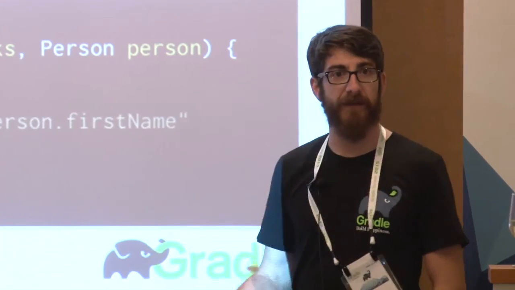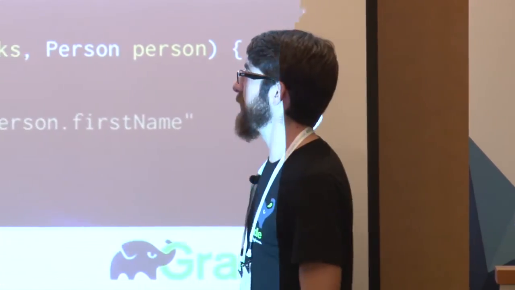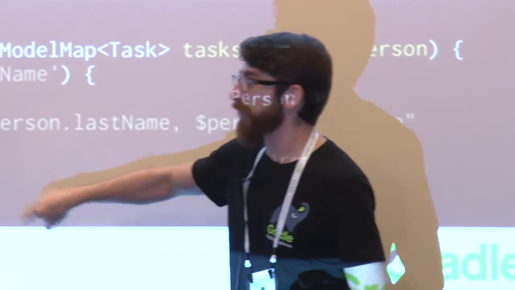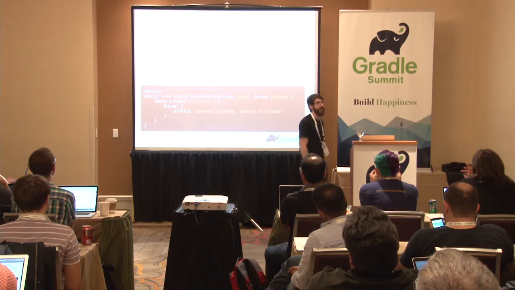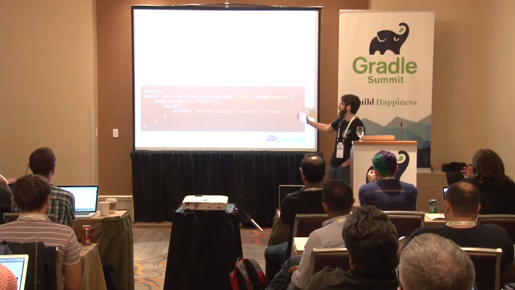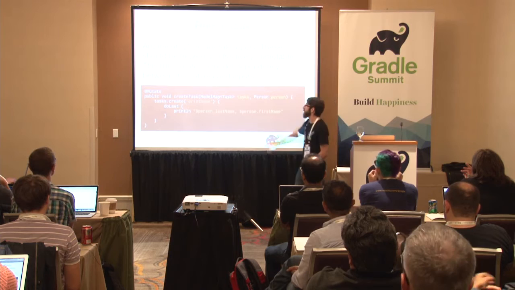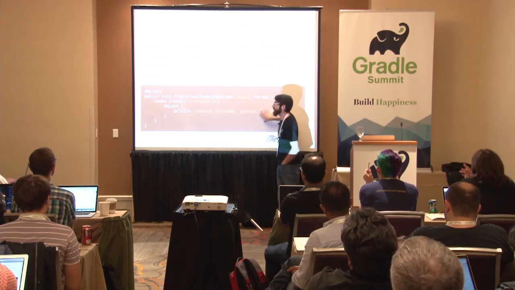And also, like Luke mentioned, this inner closure is additionally a rule, right? So in this case, if I'm not running the print name task, then I don't even do any of this evaluation.